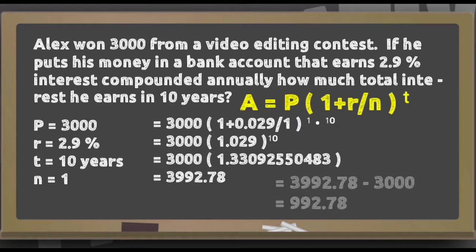To get the interest he earned in 10 years, just subtract the principal invested from the compounded amount. So the total interest he earned in 10 years is 992.78.